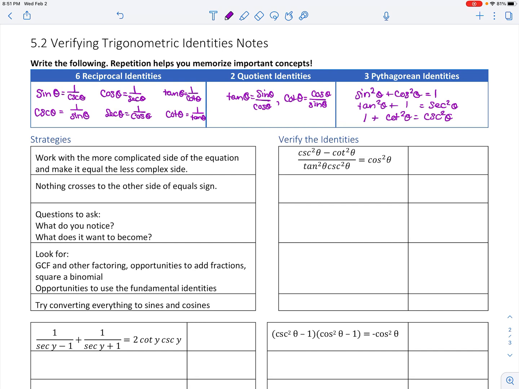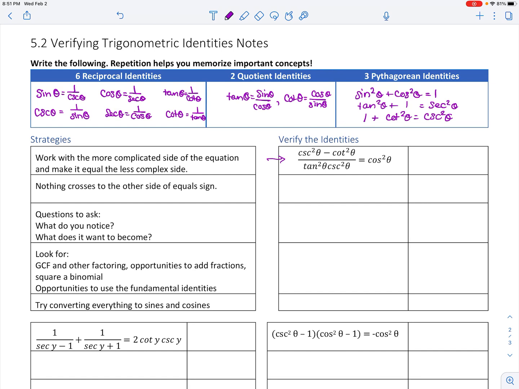So our strategies for today are going to be to verify that something on the left is equal to something on the right, or something on the right is equal to something on the left. So for example, we're going to verify that cosecant squared of theta minus the cotangent squared of theta over the tangent squared of theta times the cosecant squared of theta is equal to the cosine squared of theta.